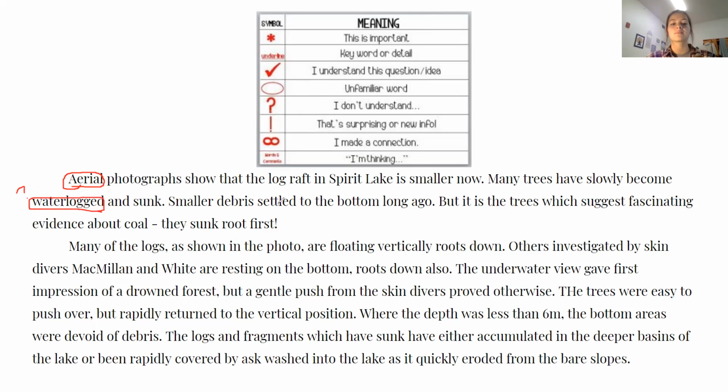All right. Smaller debris settled to the bottom long ago, but it is the trees which suggest fascinating evidence about coal. They sunk root first. I have a feeling that this right here might be kind of important. It seems that this might be a main idea because twice now they have mentioned this idea of coal. So I wonder how that's going to play out.